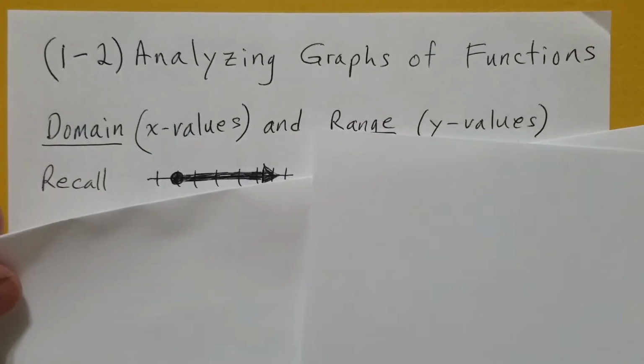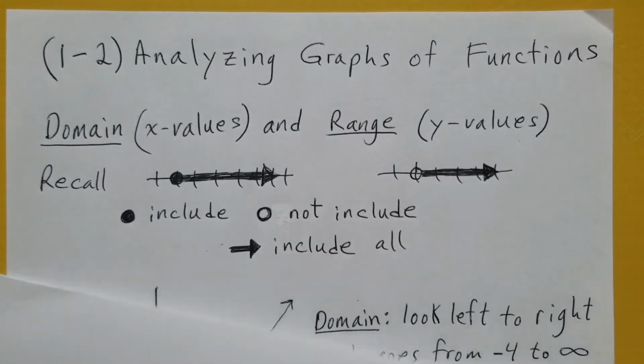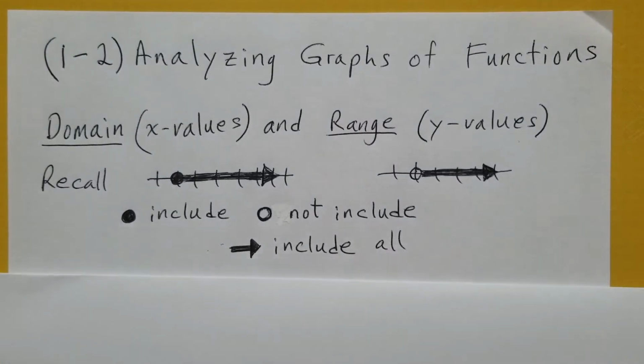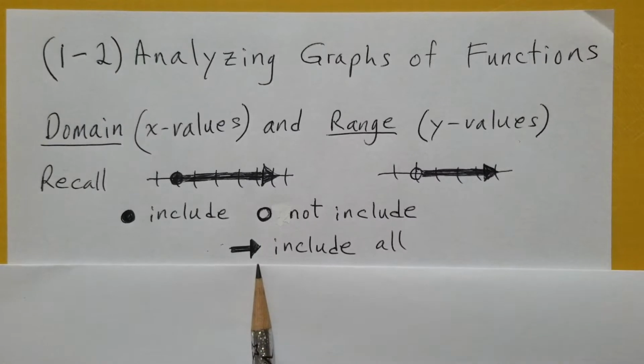So suppose we had, before we get into the graph, do you remember these symbols in a number line? When we shade a number line, if it's a closed circle or an open circle, if you remember, then you know that closed circle means you include that point. Open circle means you're not equal to that point. You don't include that point. And of course, the arrow means you include everything in that direction. Okay, do you remember that?